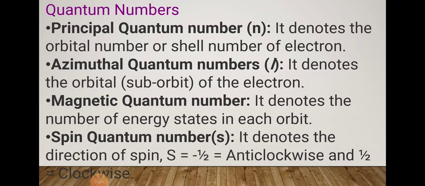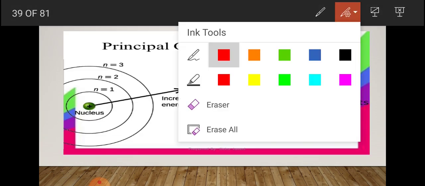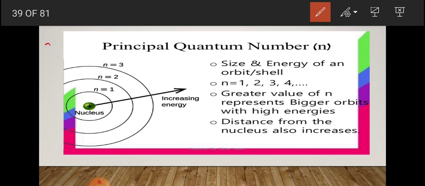Now let's start with principal quantum number. First, you should know the most important thing, that principal quantum number is denoted by small n. And this describes the principal energy level of an electron in an atom. Principal quantum number also describes the size of the orbit.